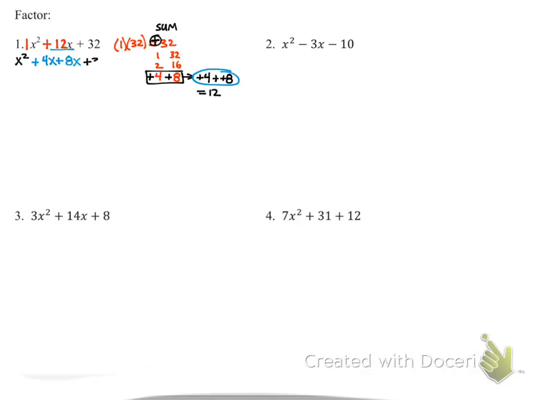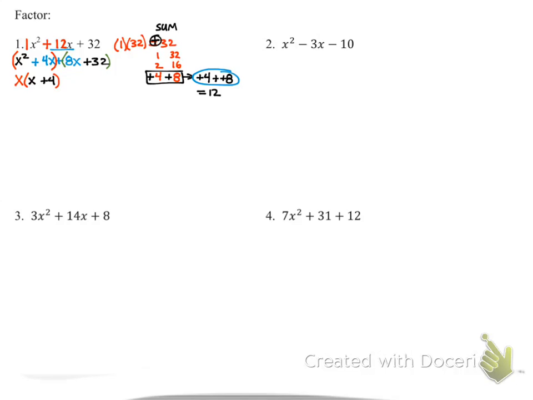Next, we just bring down the first term, which is x squared, and we bring down the last term, which is 32. Now that we have 4 terms, we group the first two and we group the last two. Notice that they are separated by the plus sign in the middle. Now I take the first term and factor out the GCF of x squared plus 4x, which is just x. Notice that inside the parentheses I get just x plus 4.